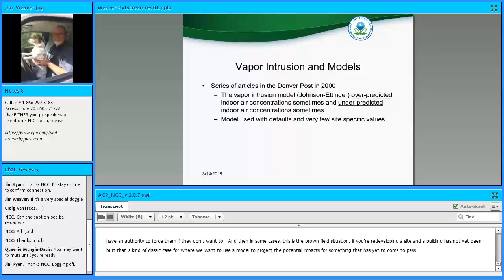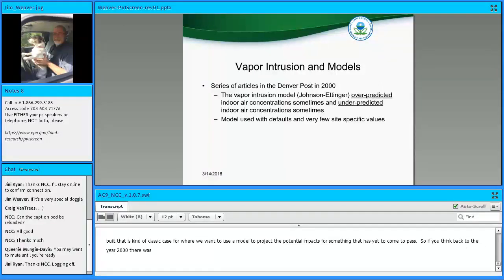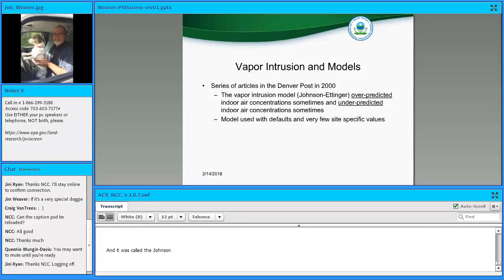Okay, so if we think back to the year 2000, there was a series of articles published in the Denver Post that discussed various aspects of vapors in buildings, and one of those articles talked about a model that was used, and it was called the Johnson-Ettinger model, and they found a presentation that someone from EPA had actually given that said that sometimes it overpredicted and sometimes it underpredicted indoor air concentrations. And this model was being used to screen sites.